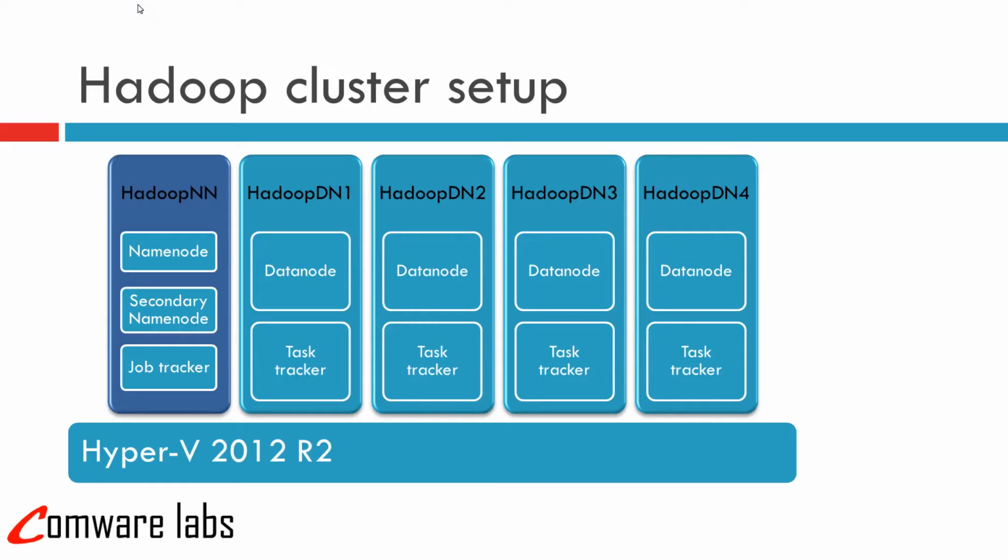So the name node is going to act as a secondary name node as well, which is a checkpoint name node, and also it's going to run the job tracker for MapReduce, and the data nodes are going to run the data node daemon and the task tracker daemon.